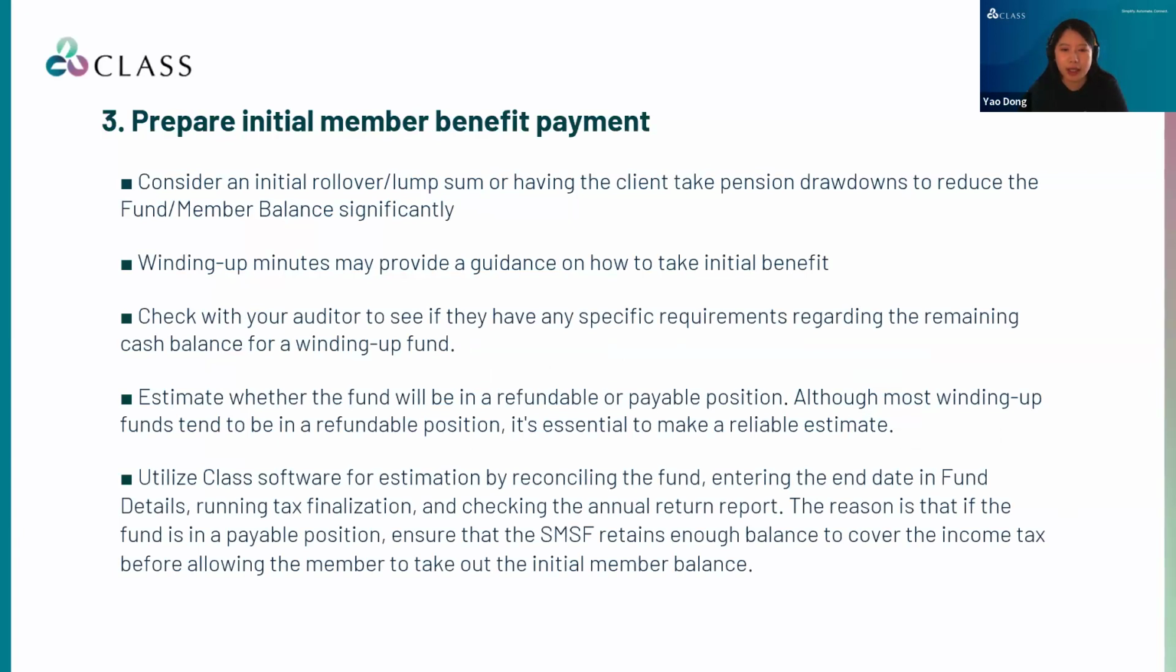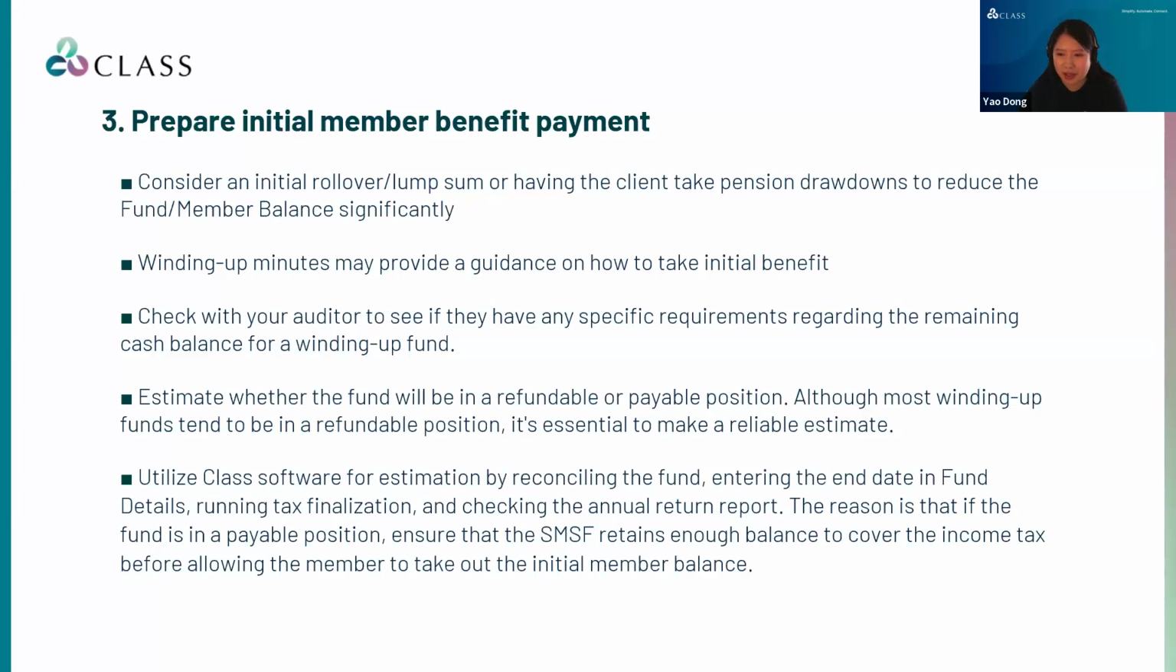Usually, the winding up minutes may provide guidance on how the initial benefit can be taken, such as a lump sum or rollover. This helps reduce the remaining member balance, making it easier to estimate accrued interest and prepare financials. Please estimate whether the fund will be in a refundable or payable position and check for any outstanding expenses when preparing the initial benefit amount.